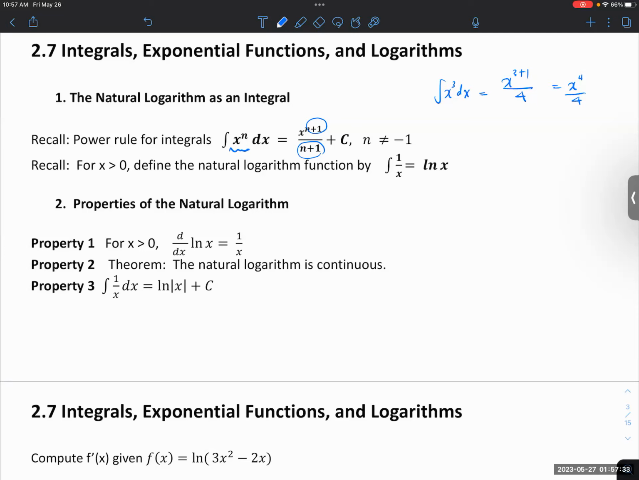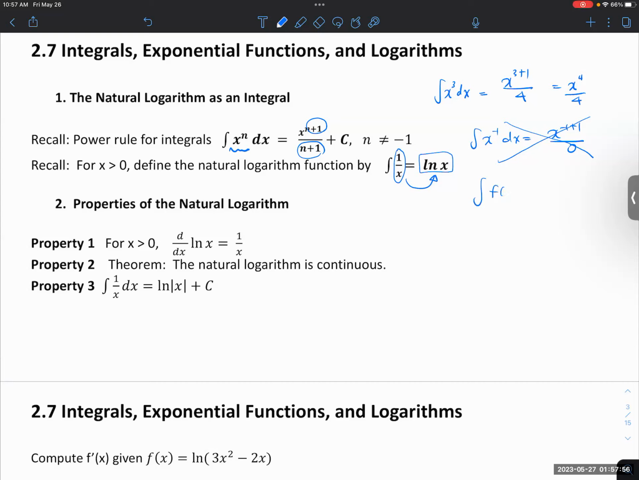And then if you have 1 over x, this is very special. Many people think that x to the -1 is the same as 1 over x dx, and then x to the -1 plus 1, oh, it's going to be undefined. So in this case, if you have x to the -1 or 1 over x, it is going to be ln x. You're not going to take the power rule in this function.